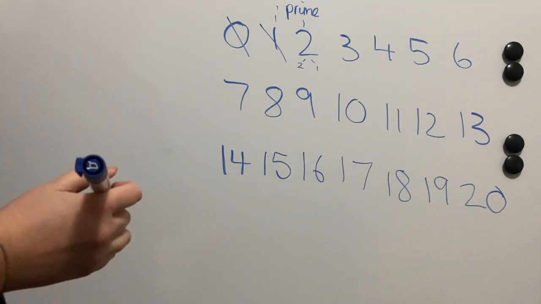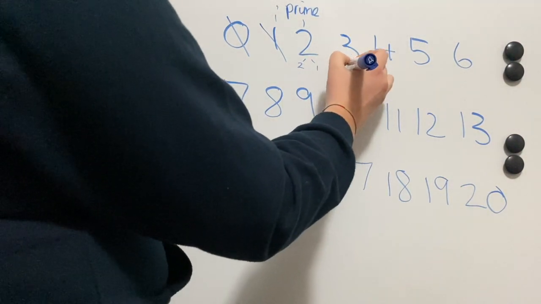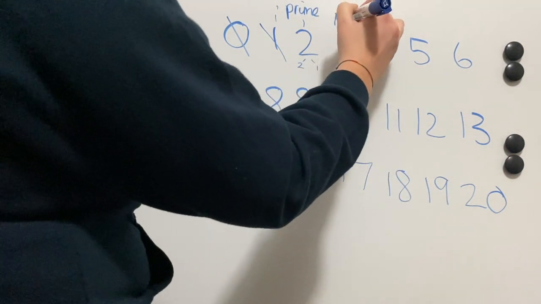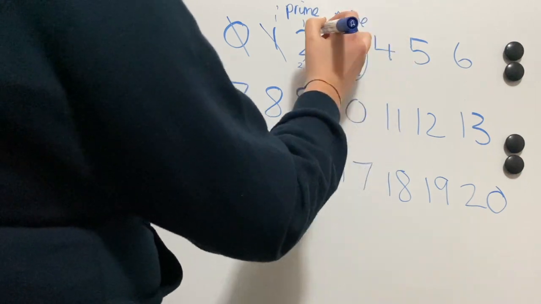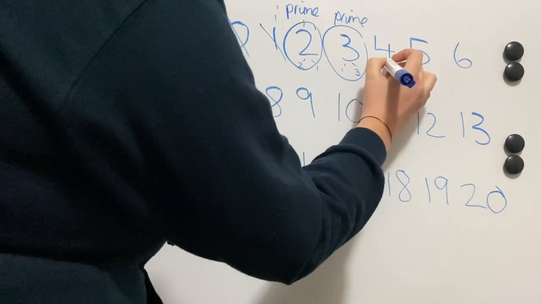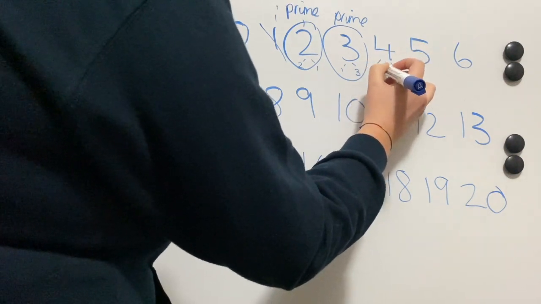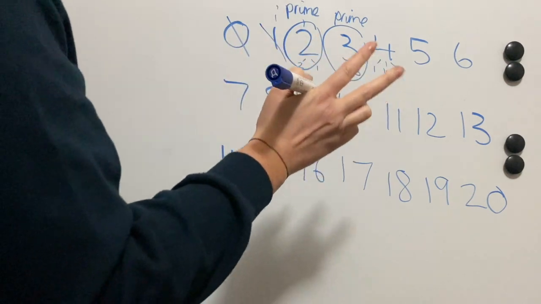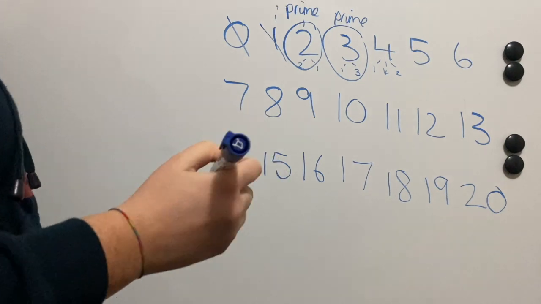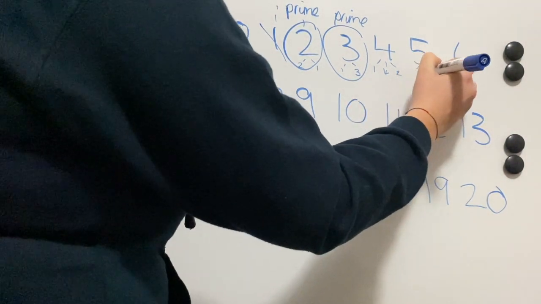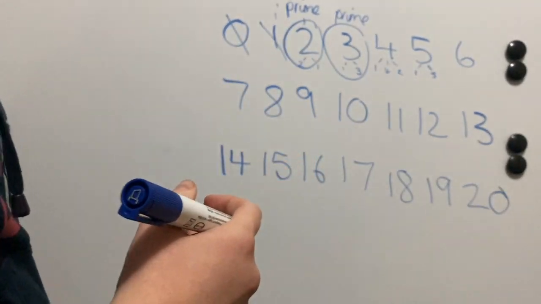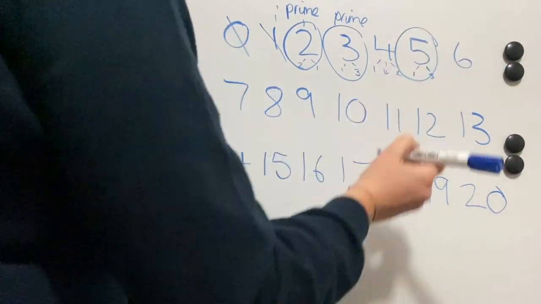The next one that we're going to look at is 3. It has 2 factors, which are 1 and 3, making it a prime number as well. I'm going to circle these primes. 4 has 3 factors because I can times 1 by 4, so there's 2. And I can also times 2 by 2 to make 4, so it's actually a composite number. 5 has 2 factors, and I can't times together any other numbers to make 5, which means that it is a prime number as well.